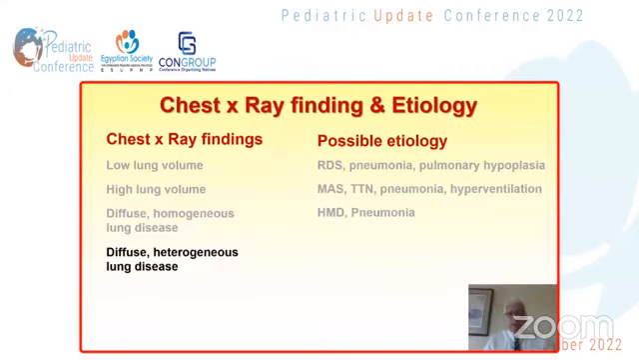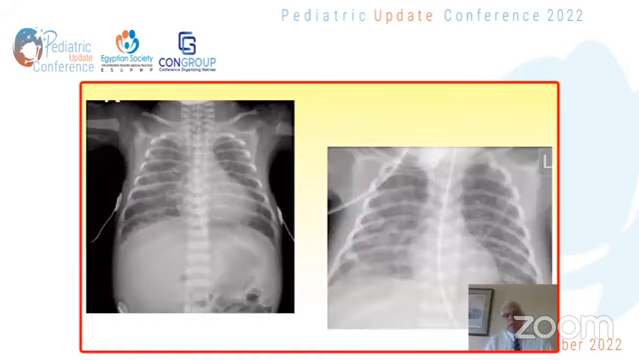Now, when you look at an X-ray and you find a pattern of more diffuse but heterogeneous lung disease, then you have to think about other possible causes like meconium aspiration syndrome, transient tachypnea of the newborn, and also pneumonia. Again, here we have two X-rays that show a heterogeneous lung disease in which both lungs are not equally affected, and within the same lung, the lesions are not the same on the top and the bottom. So these two X-rays could be compatible with meconium aspiration syndrome or pneumonia.